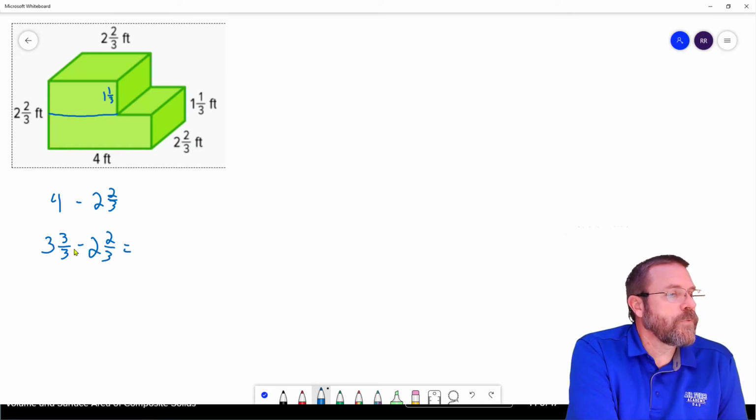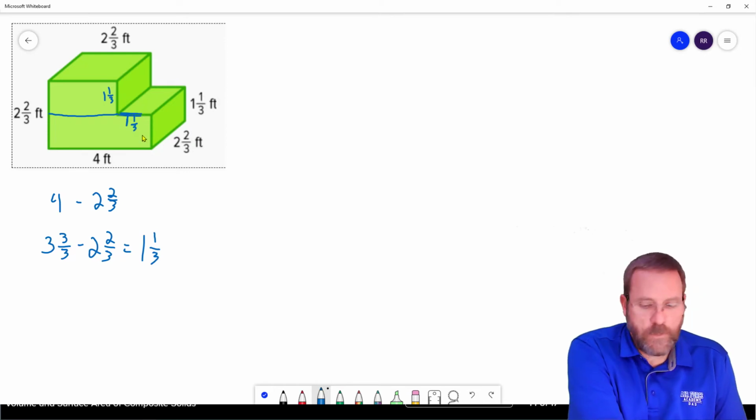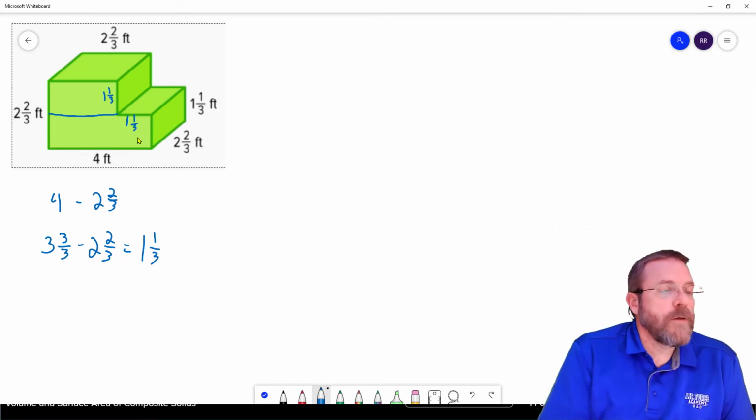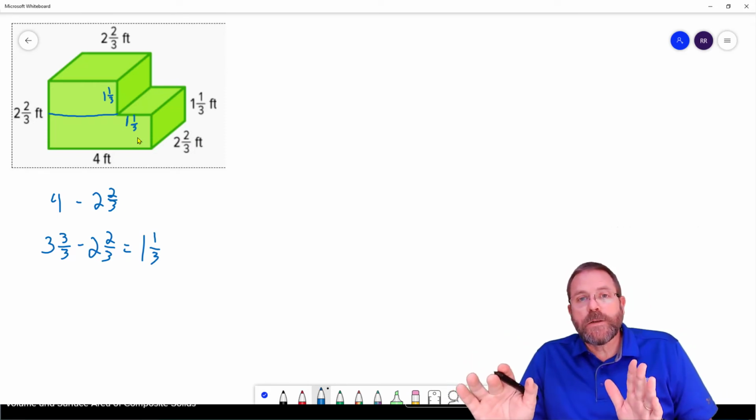And what do we get? 3 minus 2 is 1. 3/3 minus 2/3 is 1/3. So now I know that this distance right here is going to be 1 1/3 as well, and that's for that distance there, okay? With that, we have all the measurements we need to do this.